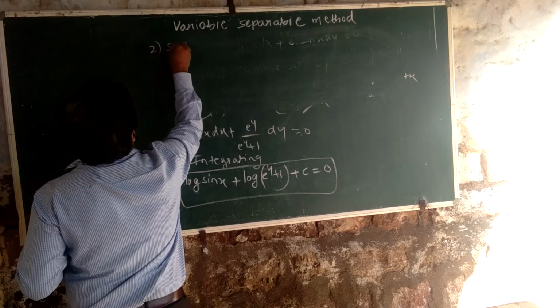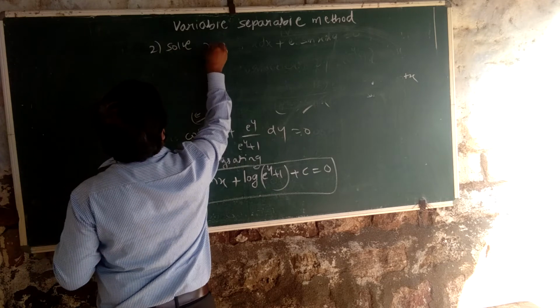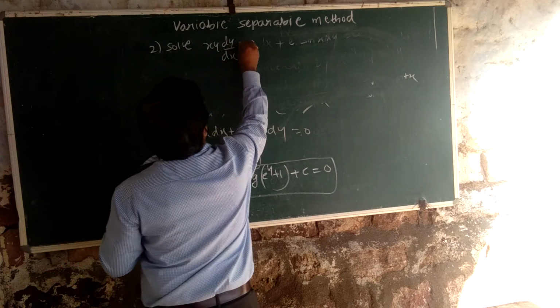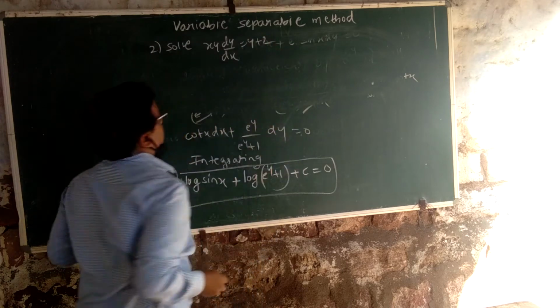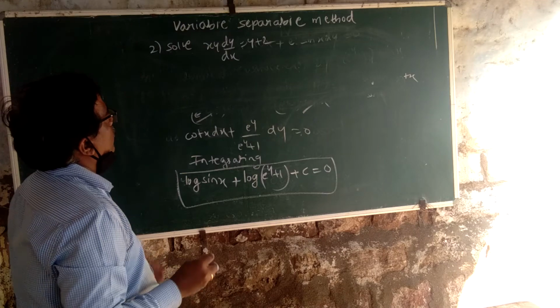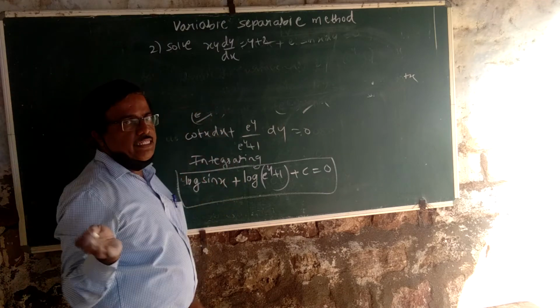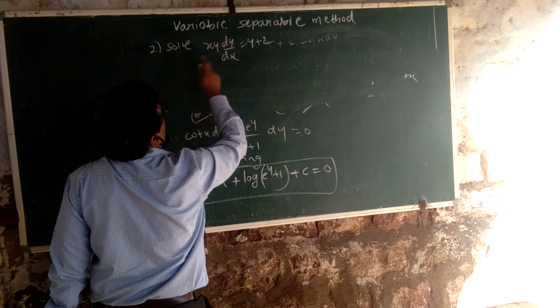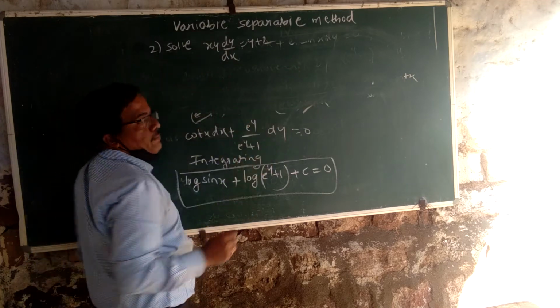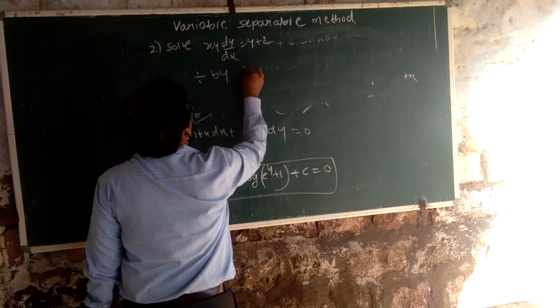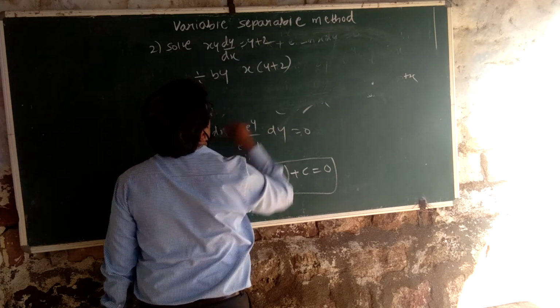Second one: solve xy dy by dx is equal to y plus 2. Now this is the problem. So we collect the y dy term on one side and the x dx term on the other side. So we divide throughout by x into y plus 2.